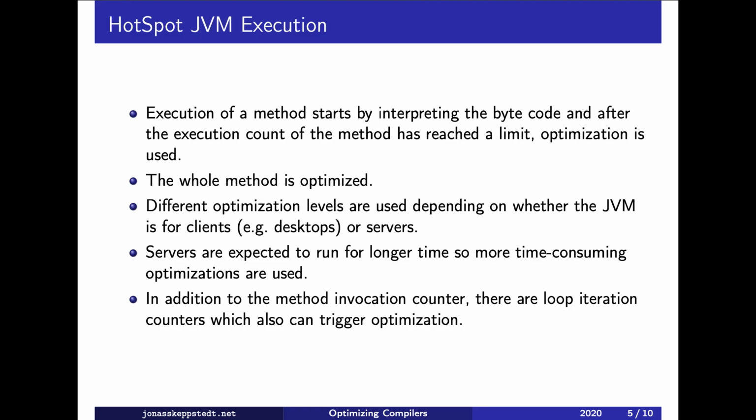They distinguish between client and server JVMs, since servers, such programs, are expected to run for a longer time, so they can use more advanced or more sophisticated, time-consuming optimizations. It can also be the case that a loop within a method is run a sufficient number of times, iterations, I mean, then that loop is also optimized.